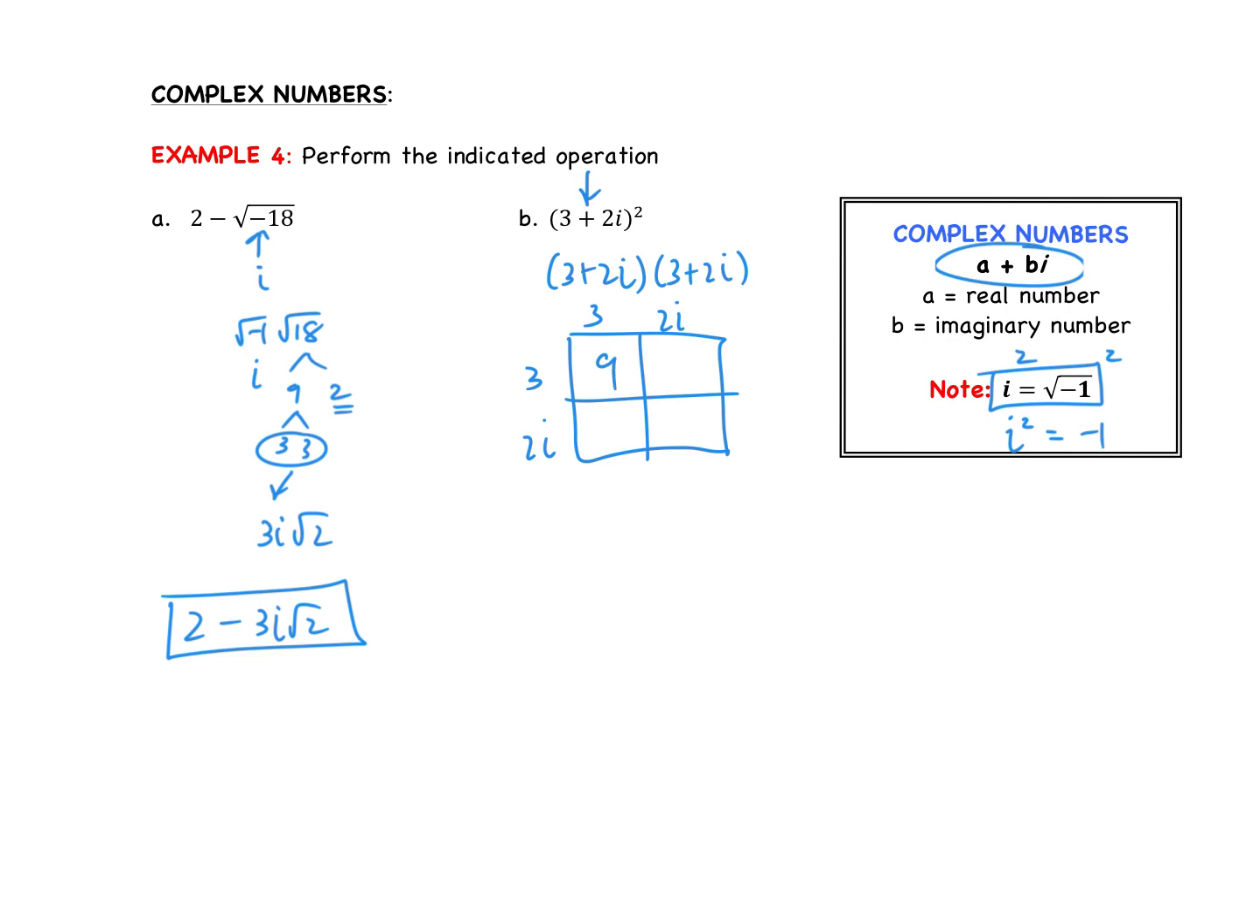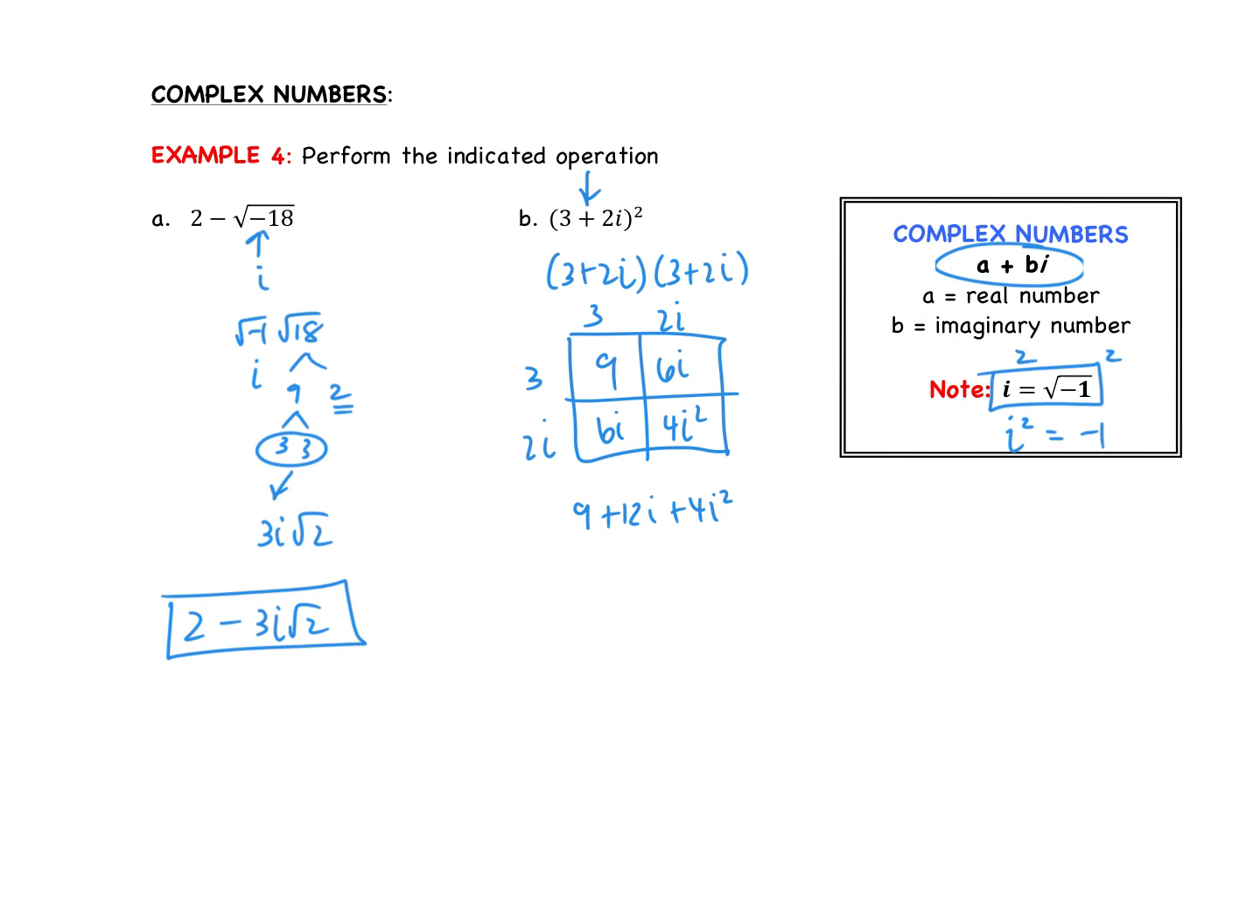So this is 3 plus 2i times 3 plus 2i. 3 and 3 is 9. 3 times 2i is 6i. 3 times 2i is 6i. 2i and 2i is 4i squared. So this gives us 9 plus 12i plus 4i squared. This is not done. You are allowed to leave your i in your answer because complex numbers have i. Complex numbers, though, do not have i squared.